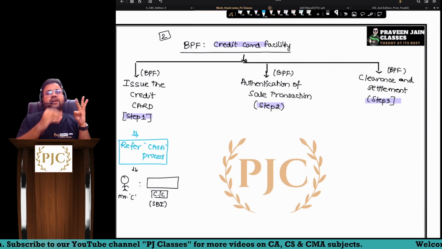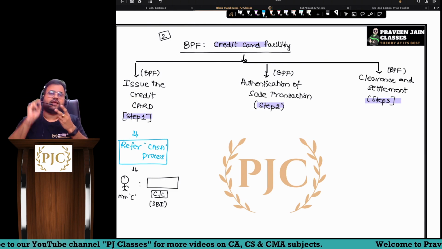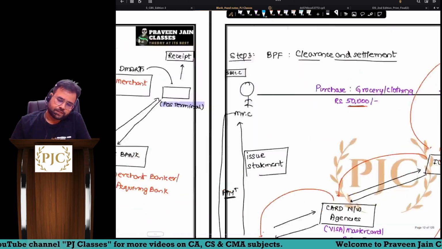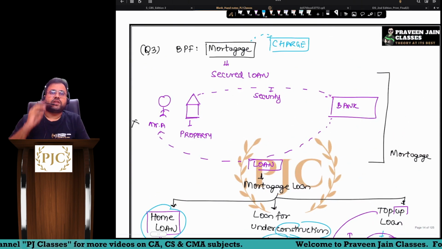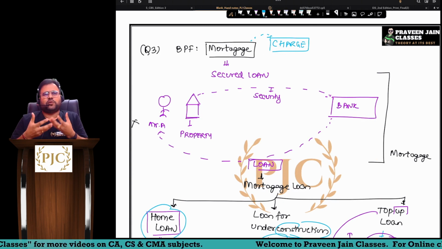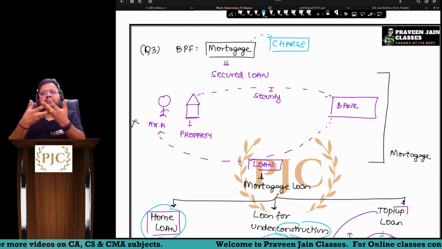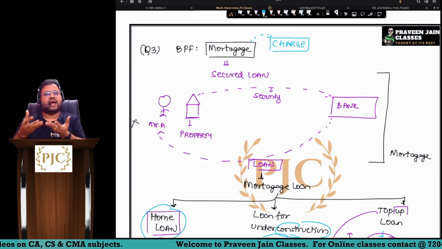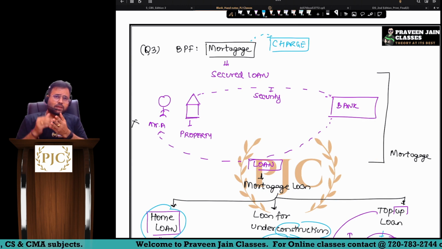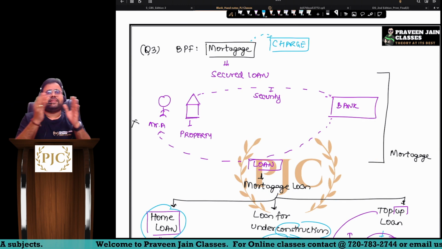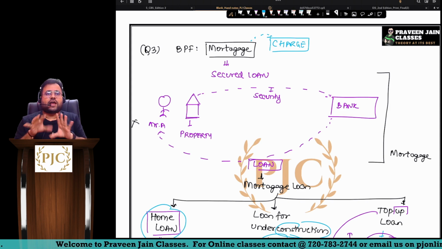One, issuance of credit card, next authentication of sale transaction, and third is clearance and settlement, sir. Okay, great. So then we have something called the mortgage process. Now what do you mean by mortgage? Obviously the customer will give his immovable property to the bank, sir, as a security, against which the bank is going to create a charge and then give the loan, sir. So this is what I mean by mortgage.